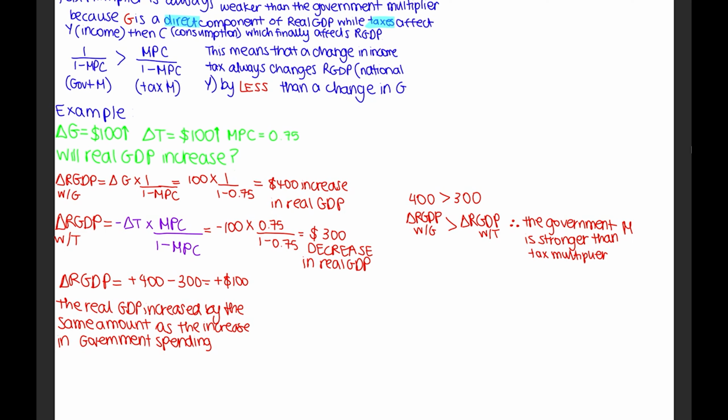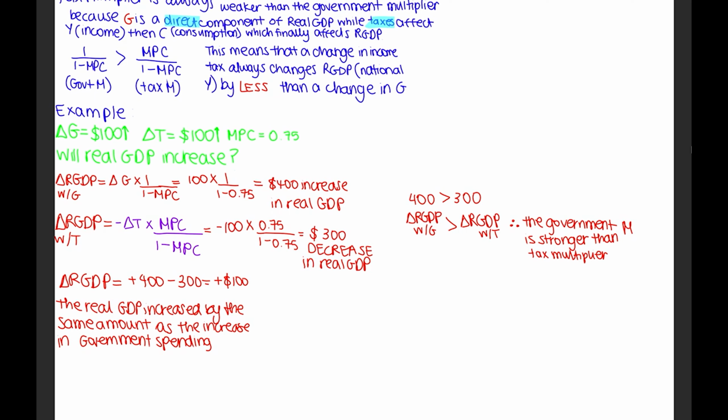Will real GDP increase? So we can see from the question that they're running a balanced budget. So in theory, they're asking you if the government runs a balanced budget, will your real GDP increase? So let's find out. The change in real GDP with the government spending is equal to change in government spending times 1 over 1 minus MPC. So the change in government spending times the expenditure multiplier, which causes a $400 increase in real GDP.